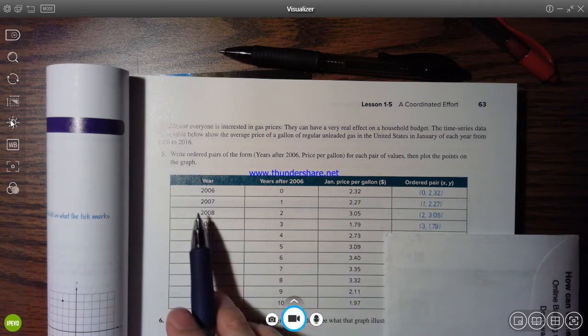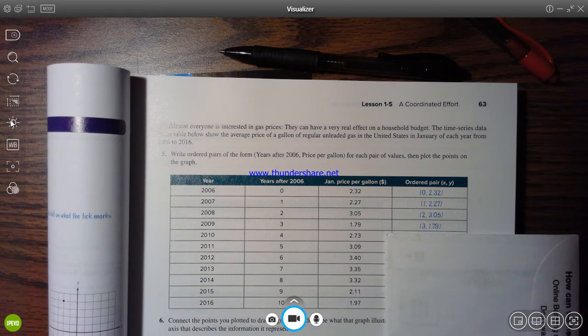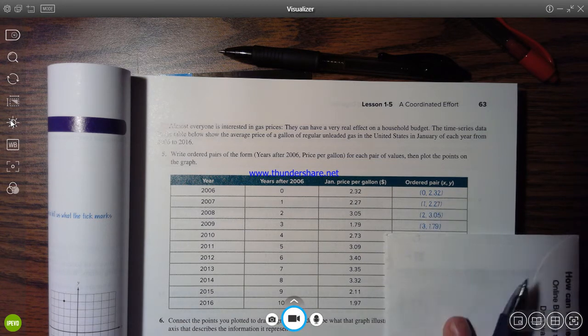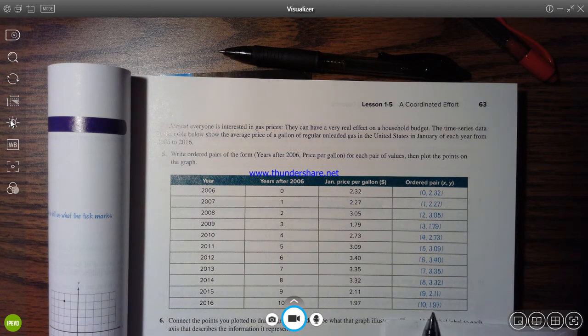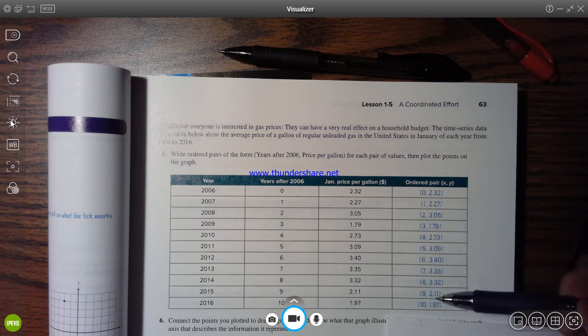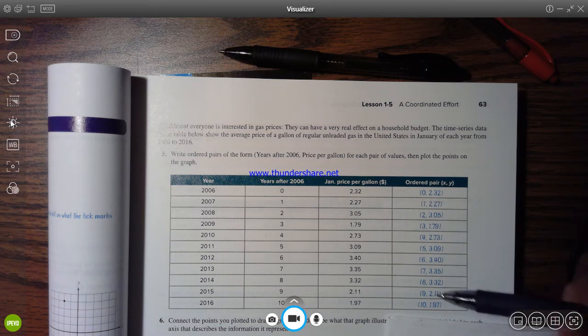So if you write 2006 comma 2.32, that is wrong, because 2006 is the year. It's not a value. It's not the x component. It's the year. So I put 0, 2.32, and so on. Then you have 10, 1.97. So this is ordered pair form, with x component and y component: x, y, x, y, x, y. And we can display, we can locate all of these points.